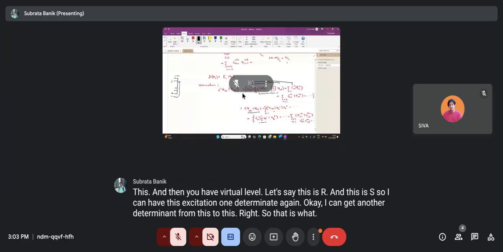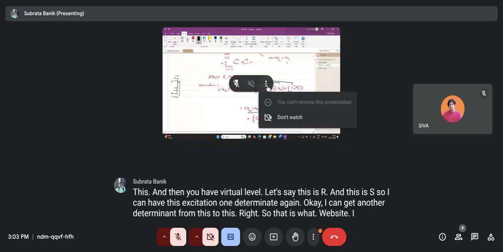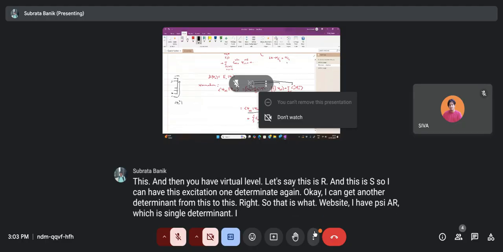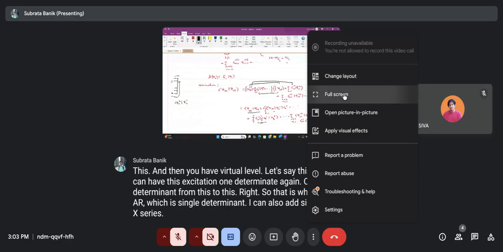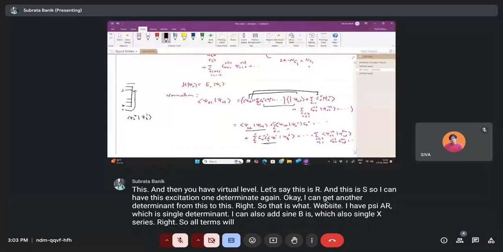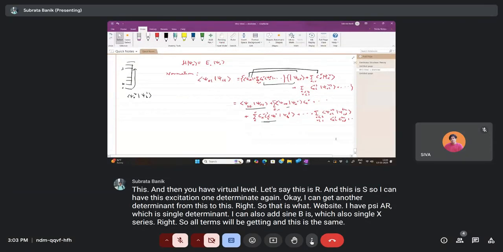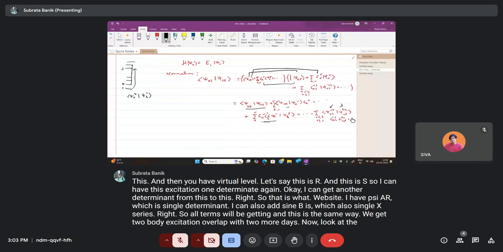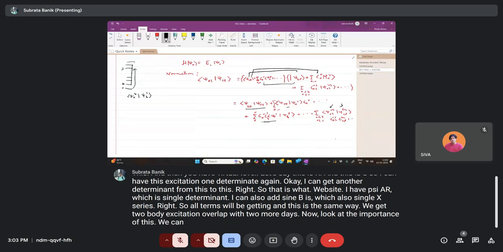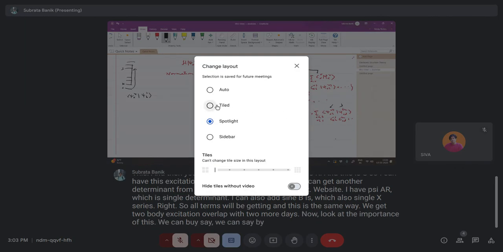So on the left side I have psi_A^R, which is a singly excited determinant. I can also have psi_B^S, which is also a singly excited determinant. So all terms will be obtained, and this is the same way we get two-body excitation overlapping with two-body excitation. Now look at the importance of this. We can say by inspection that this term is zero.